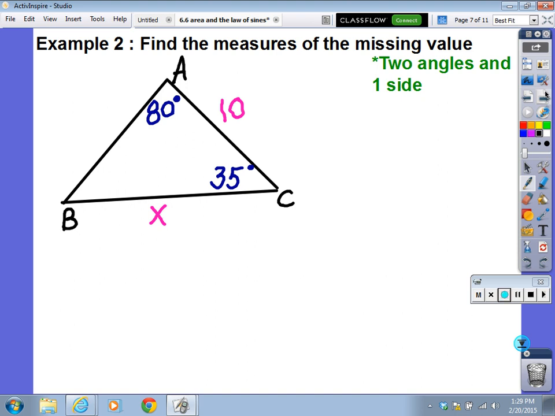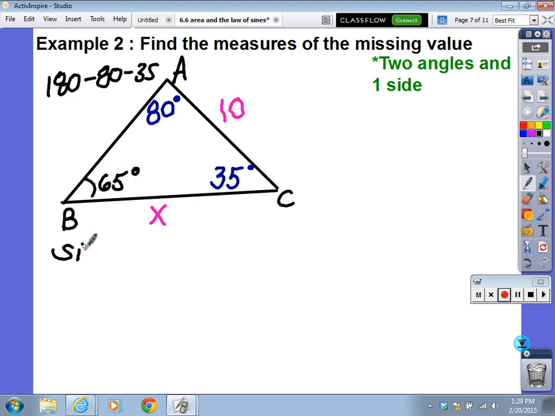So we are going to be doing sine of 80 over x is equal to sine of something over 10, right? We've got to be using this angle for sure, because 10 is the only side we were given. So we definitely need the angle across from it. So let's find that angle real quick. Remind me how to do that. 180 minus 80 minus 35 is 65. So this is 65 degrees, and then we're good to go.